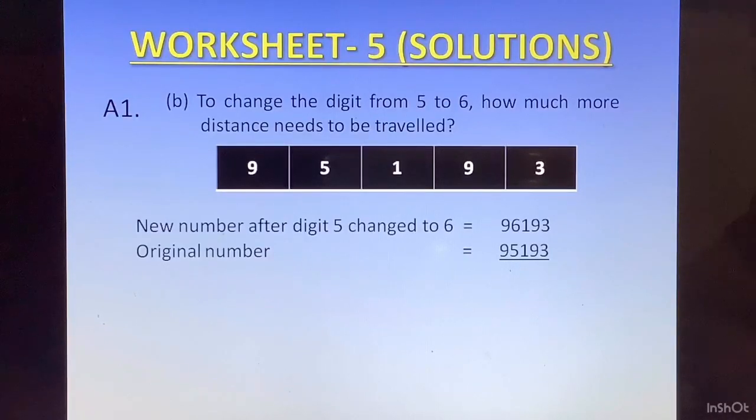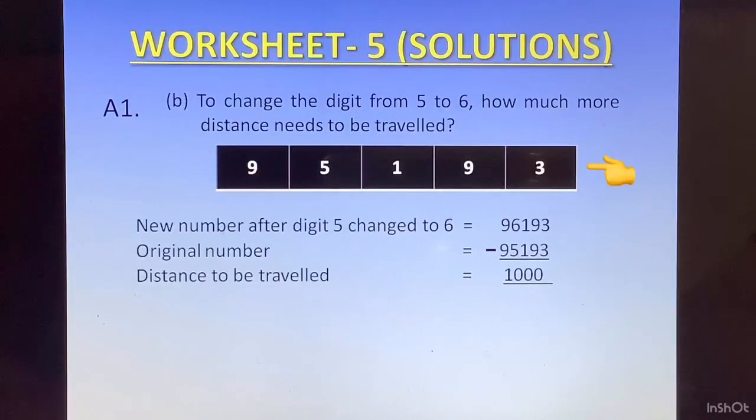formed. That is when we will get how much distance needs to be travelled. Distance to be travelled will be 1000 because the digit at the thousands place is changing. Here we can see the new number is changing at the thousands place from 5 to 6. Since it is increasing, the distance that needs to be travelled will be 1000. Had this number changed from 5 to 7, it would have been 2000. And let's get back to this example. So answer you will write 1000 kilometers.